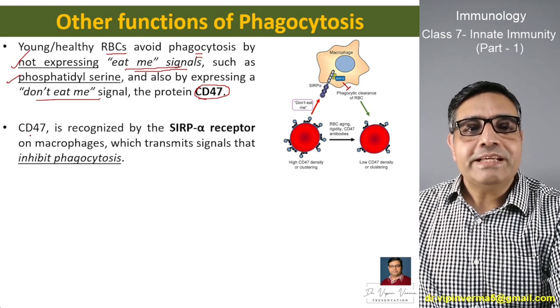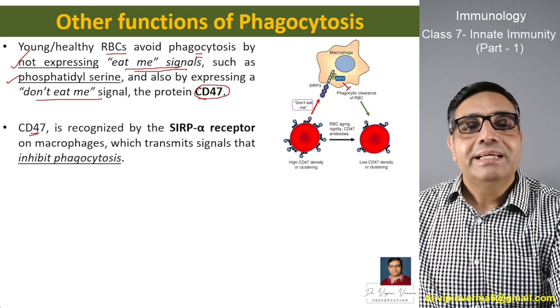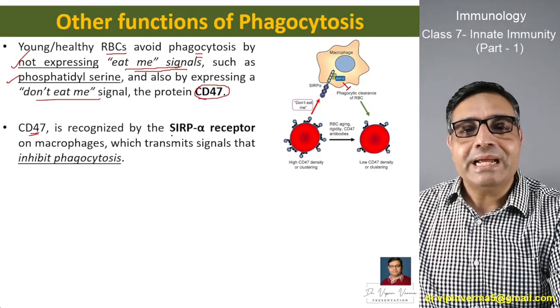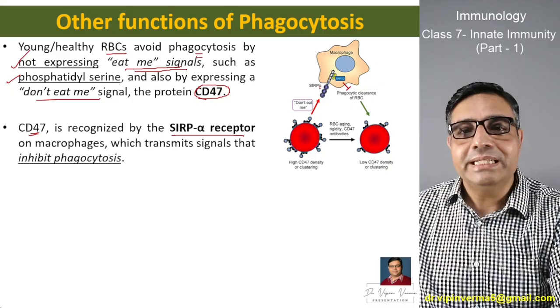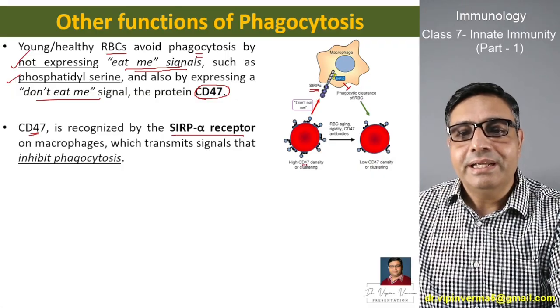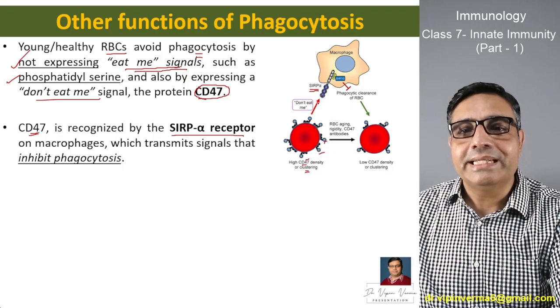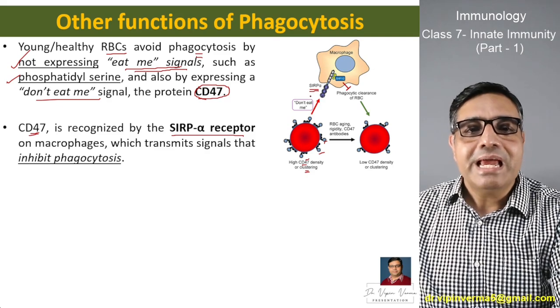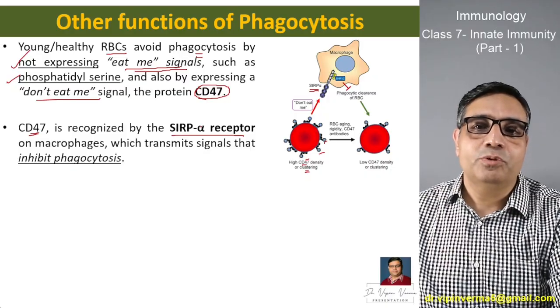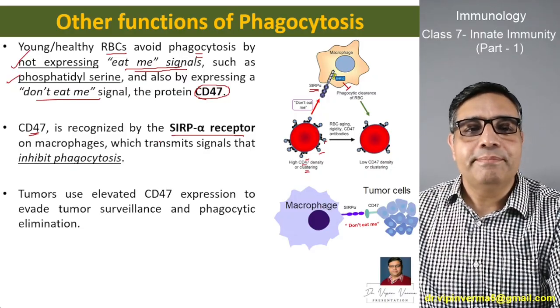But once CD47 is expressed, it is recognized by the SIRP alpha receptor. So here you can see these are SIRP alpha receptors on the macrophages, and here you can see the high CD47 density or clustering. So these are CD47, and this signal says don't eat me. So it is recognized by SIRP alpha, which transmits signals that inhibit phagocytosis. So it is not going to phagocytose these RBCs.